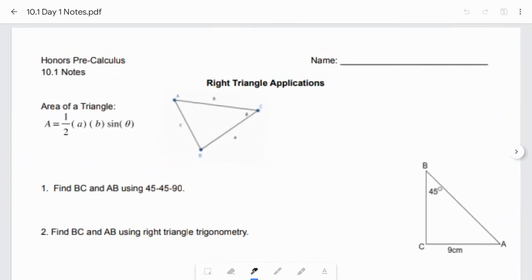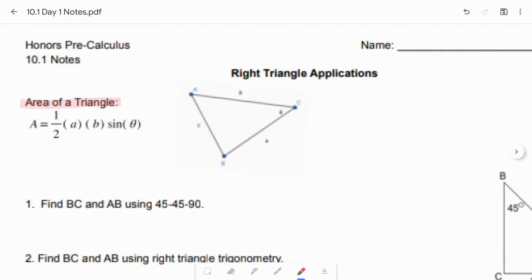Today we are starting chapter 10, so we are on 10.1 notes. This is right triangle applications. So first we have an area of a triangle. This will work for any area of a triangle. It does not need to be a right triangle. So we have 1/2 side A times side B times the sine of theta.